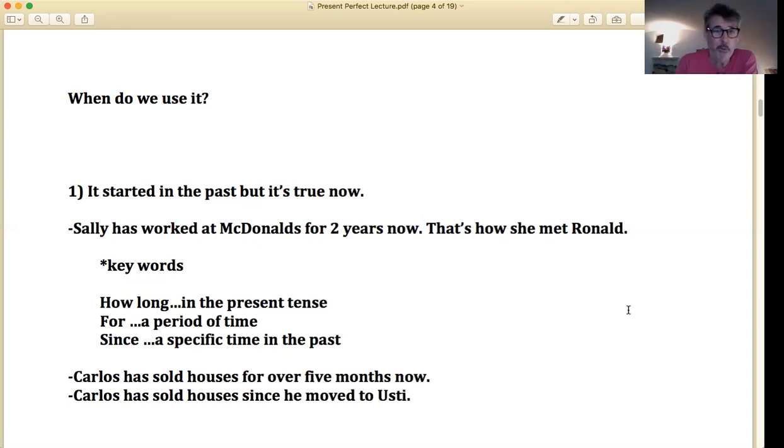And so keywords are, for one, how long. So if you want to know how long something has happened, or how long someone has done something in the present tense, they still do it now, you're going to use present perfect like I just did.